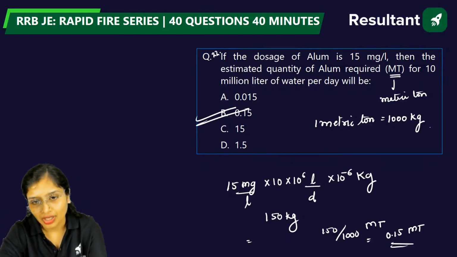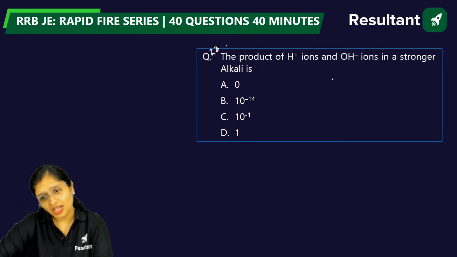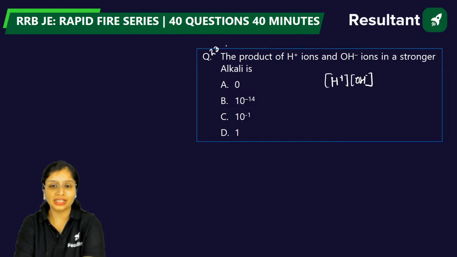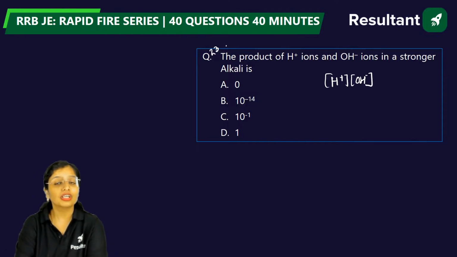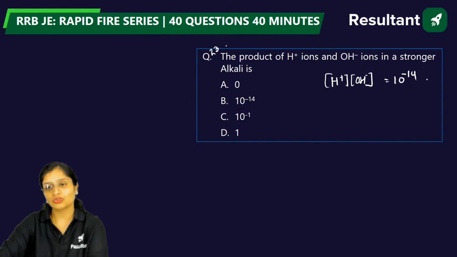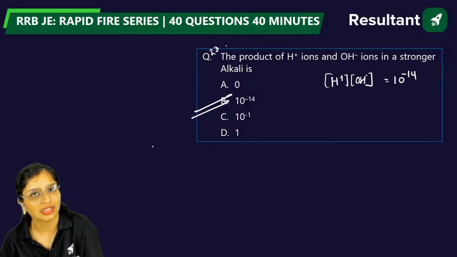Okay. Question number 23. Now this is a very simple one. The product of H plus ion and OH minus ions, both in moles per liter, in a stronger alkali. What is the product of both of them? That is 10 raised to power minus 14 moles per liter whole square. So B is the correct answer.